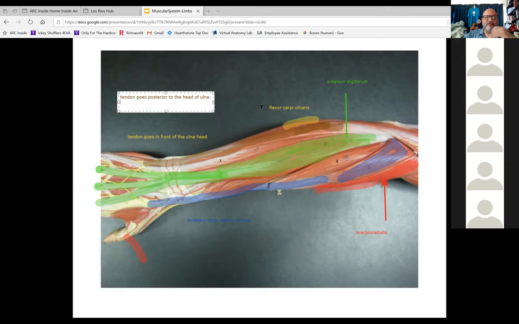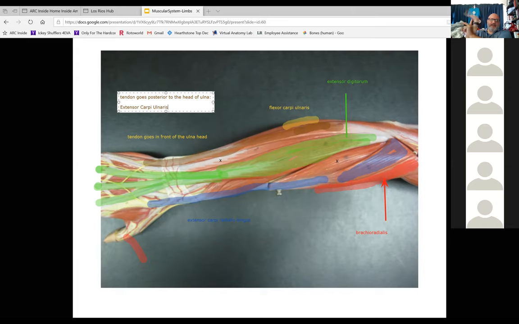If the yellow one is the flexor carpi ulnaris, what does that make this brown one? Extensor carpi ulnaris. Excellent. Both are on the pinky side. One comes in front of the head of the ulna, so it flexes the hand. One comes behind the head of the ulna, so it extends it.